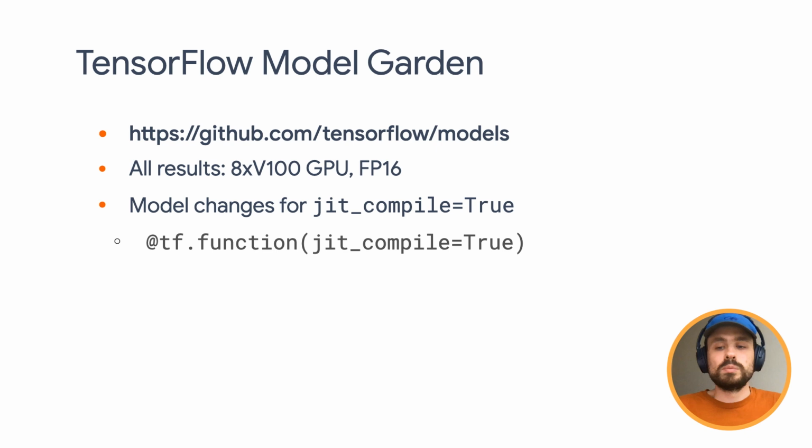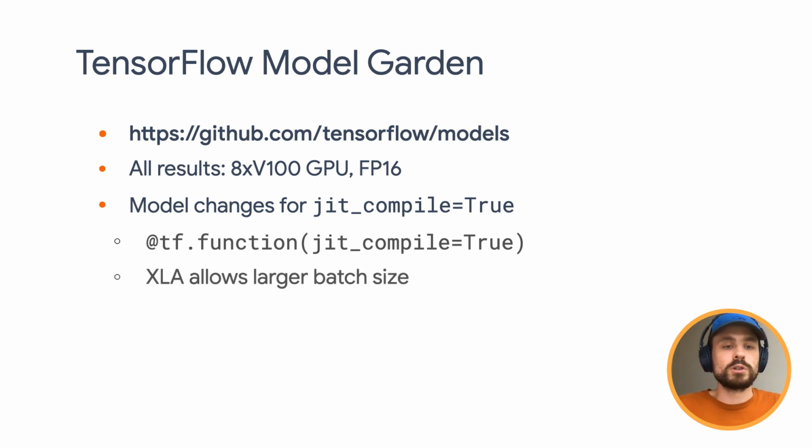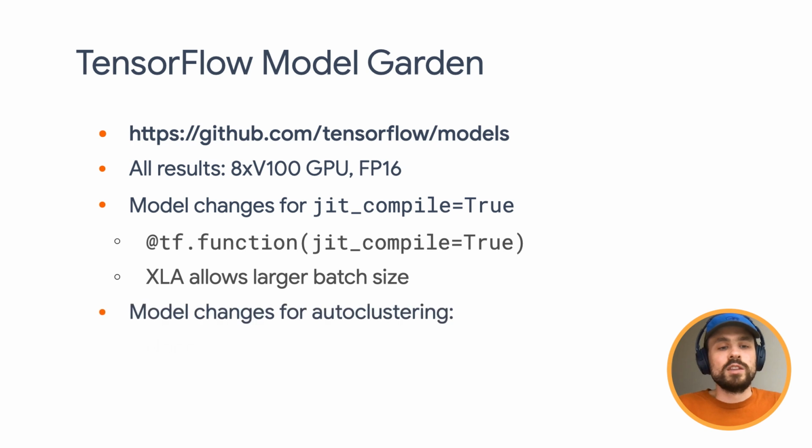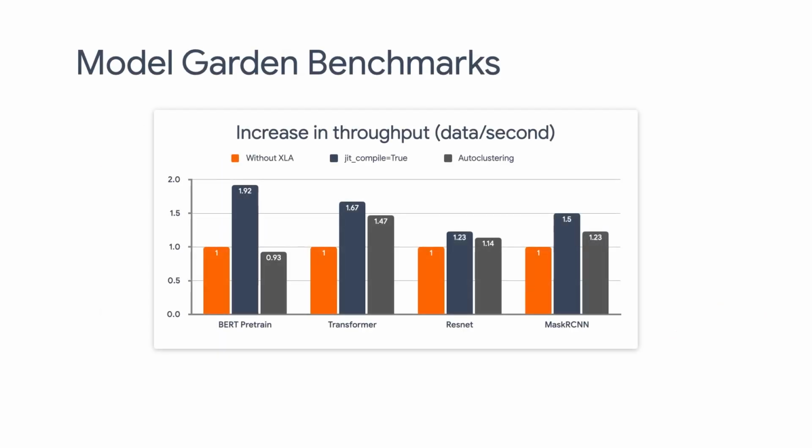And often, due to fusion, we were able to decrease the memory requirements. We were bumping up the batch size, which we could not do before XLA. And for autoclustering, no changes at all were applied except for adding the environment variable. So those are the data points that we got.